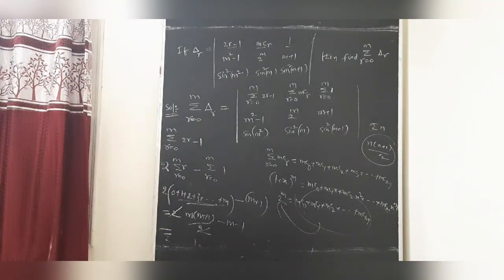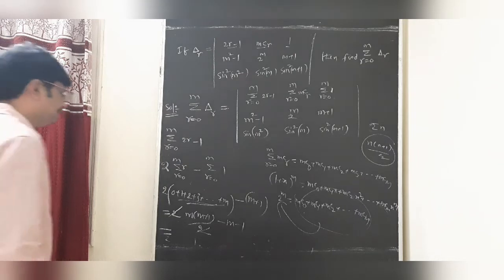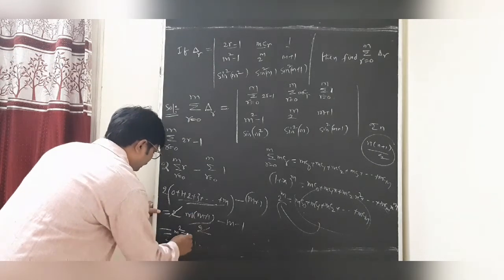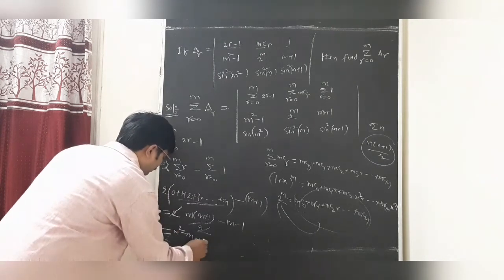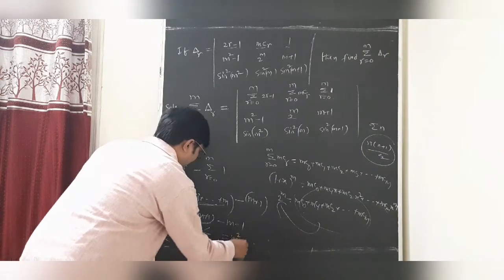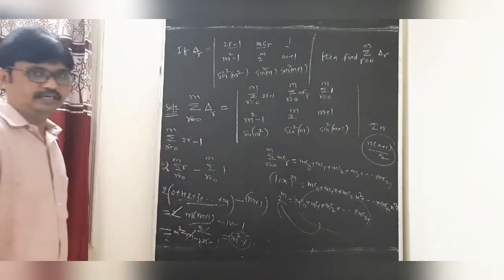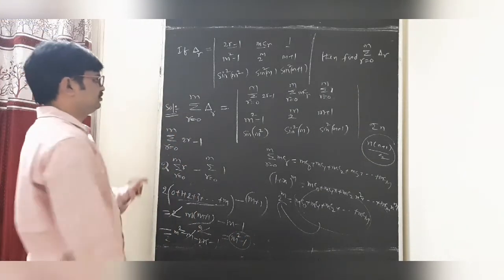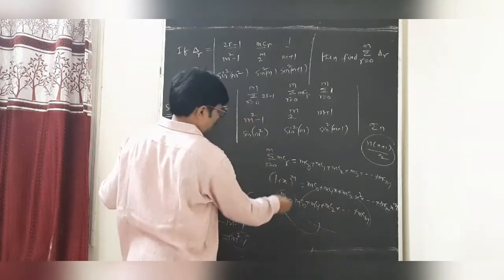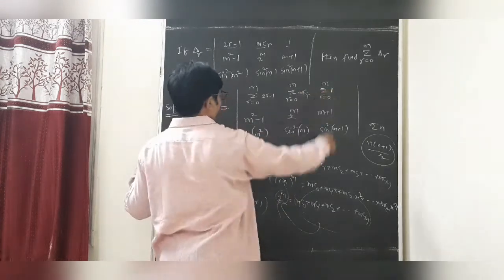So students, undoubtedly what is happening here? m into m is m square. This is m. This is what? Minus m minus 1. Plus m minus m cancel. m square minus 1. What is it, students? m square minus 1. This is m square minus 1. This is 2 power m. This is m plus 1.